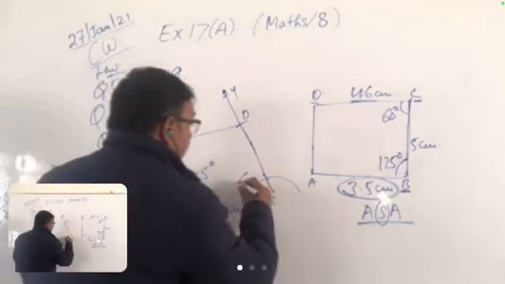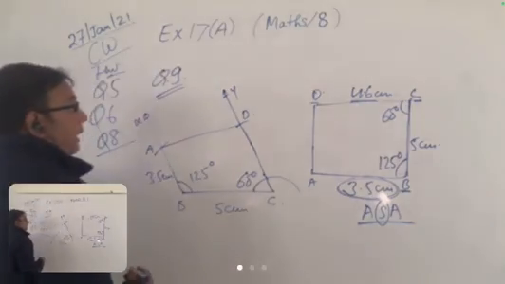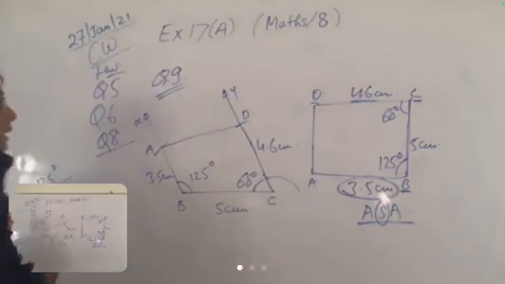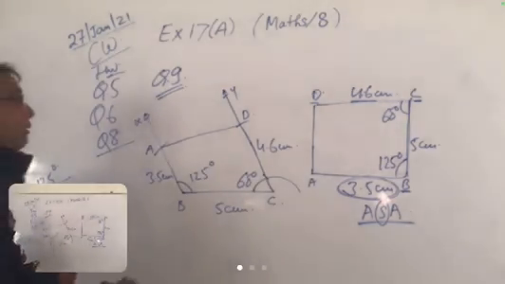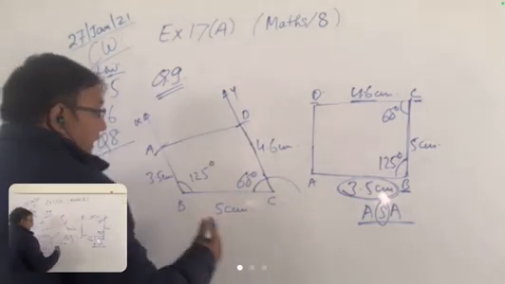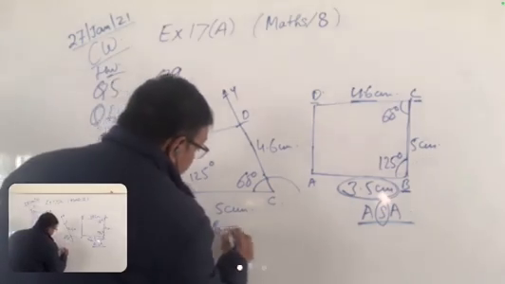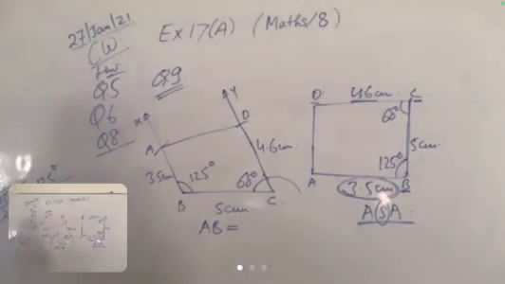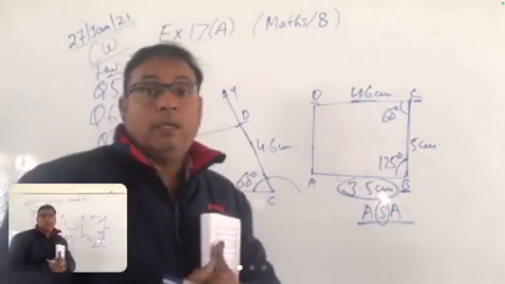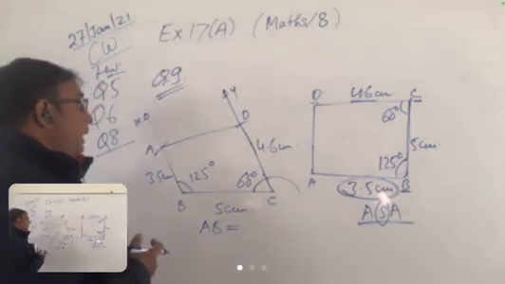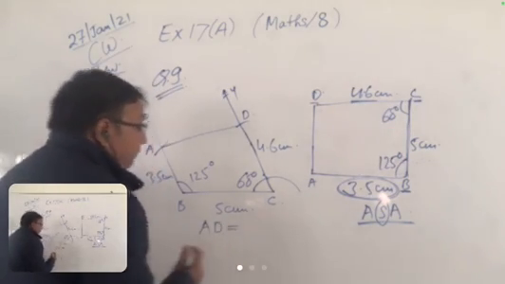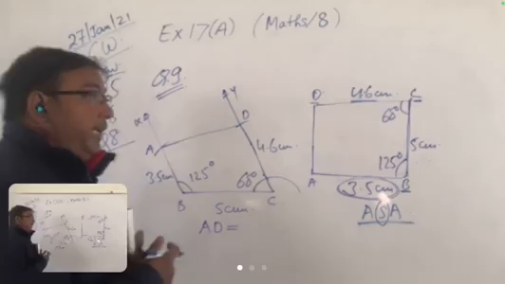And now this is 60 degree, you have to mention here, and this is 4.6 centimeter. Now Shraddha, what is AB? What is the length of AB? Everyone, please measure AD. Sorry, not AB, AD. Everyone, please measure the length of AD and tell me.